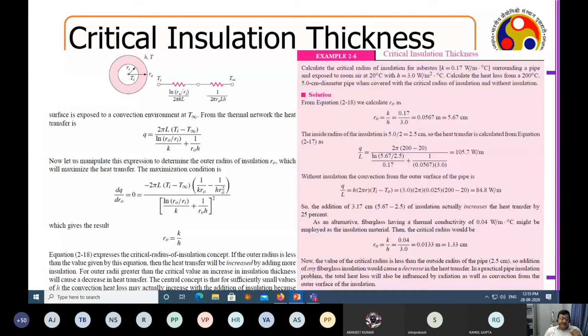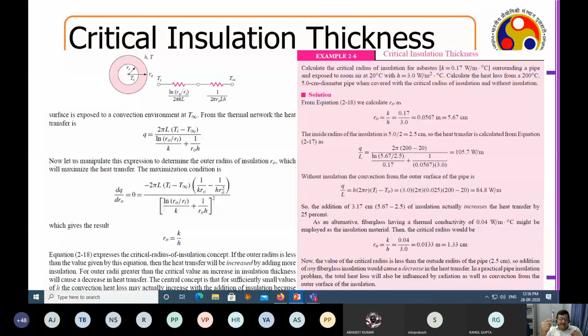Okay, let us understand this once again. Say, this is my rate of heat transfer. This is the total resistance, and this is the driving force. If I am putting dq by dr to be 0, I am trying to find out an optimal condition, maxima or minima. So if I keep increasing the R, for which situation will my heat transfer be minimum or maximum?